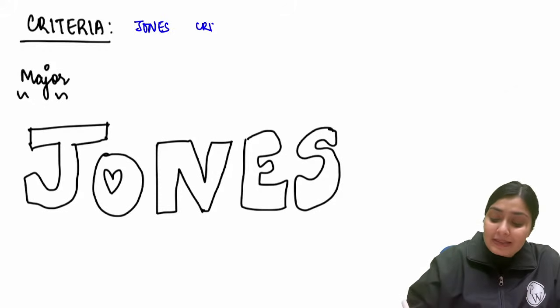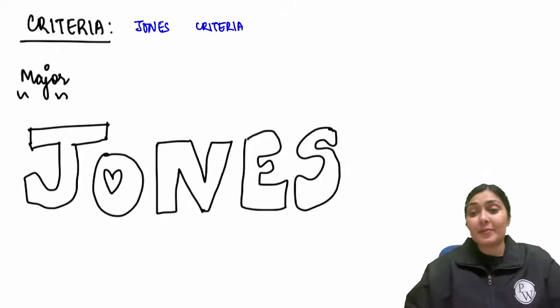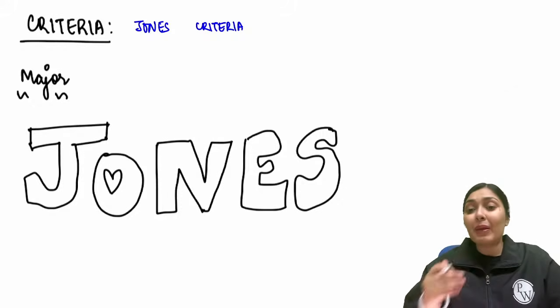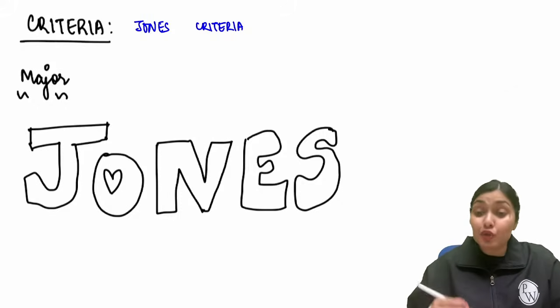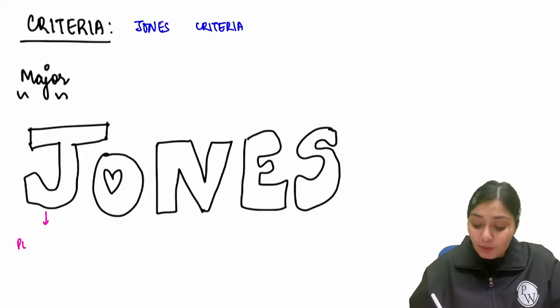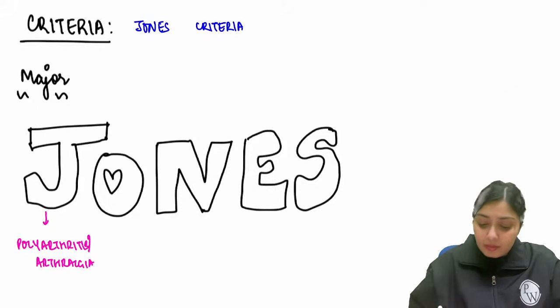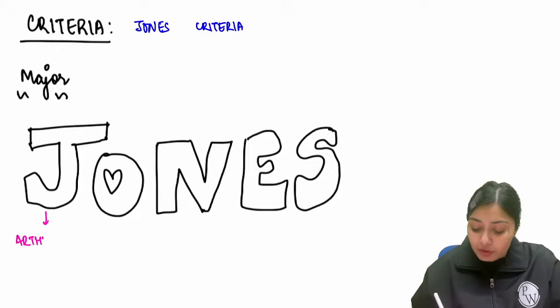Jones criteria again has some minor criteria and major criteria. Firstly, let's talk about the major criteria. I have written Jones very dramatically. This is for you to remember the major criteria. J stands for joints. So major has polyarthralgia or arthritis or arthralgia, right? J is for arthritis, inflammation of the joints, or joint pain, that is polyarthralgia.